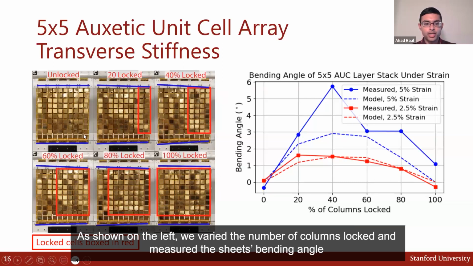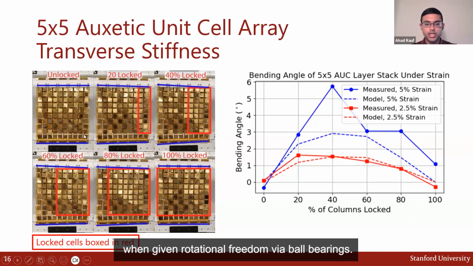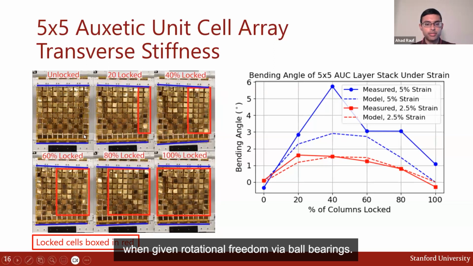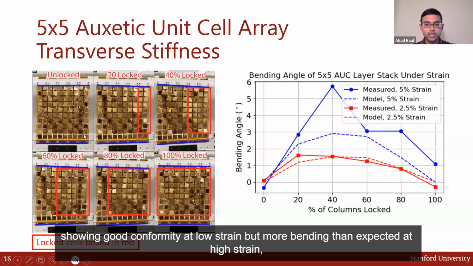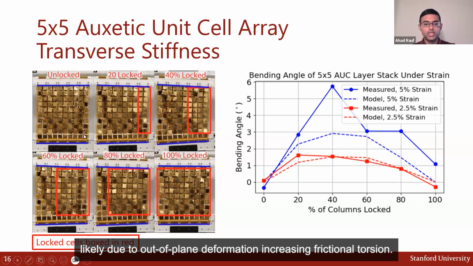Unlike traditional uniaxial soft robotic applications, shape displays can make use of biaxial stiffness control to generate a more diverse range of shapes. As shown on the left, we varied the number of columns locked and measured the sheet's bending angle when given rotational freedom via ball bearings. The right compares experimental rotation angle to a model, showing good conformity at low strain but more bending than expected at high strain, likely due to out-of-plane deformation increasing frictional torsion.